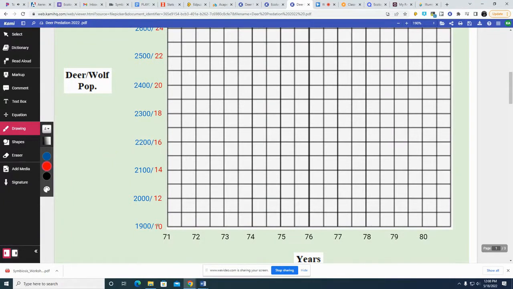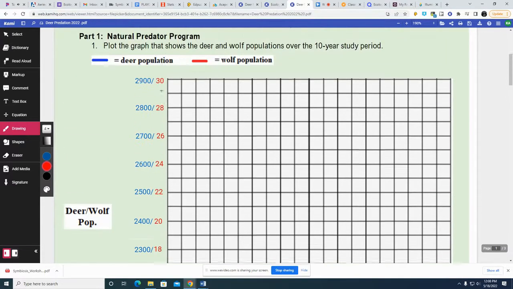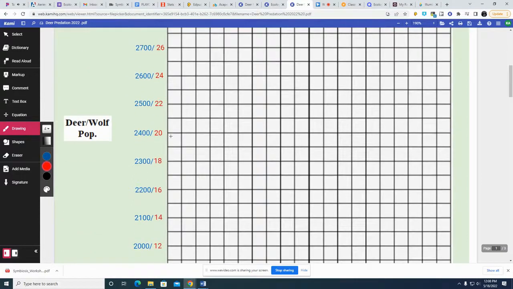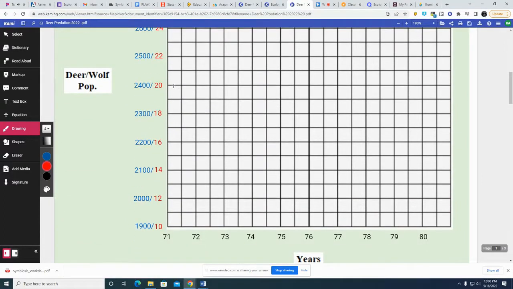So look, if we number this, how you number the side. Wolves are in red, so you start at 10 at the bottom, go up by 2, skip a line, 10, 12, 14, 16, 18, 20. That allows you to use the whole graph. If you didn't skip a line, your graph would only go to here.